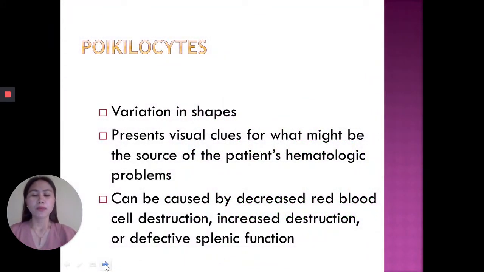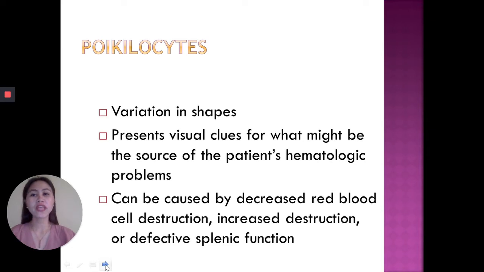Poikilocytes. Poikilocyte is a term which means variation in shape. By the way, variation in size is called anisocyte. Okay, so take note of that. Anisocyte is variation in size, and poikilocyte is variation in shape. And we're talking about our RBCs here, not WBCs.